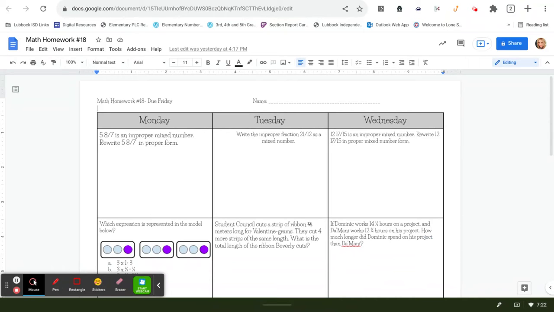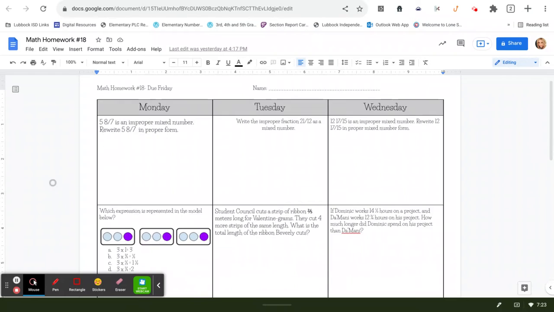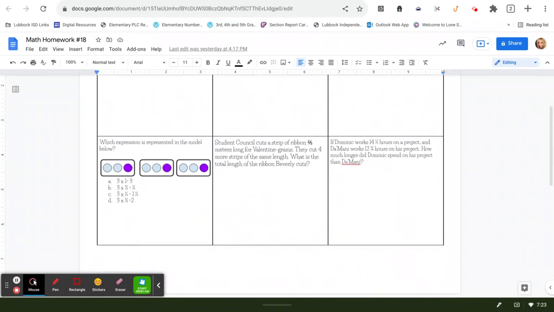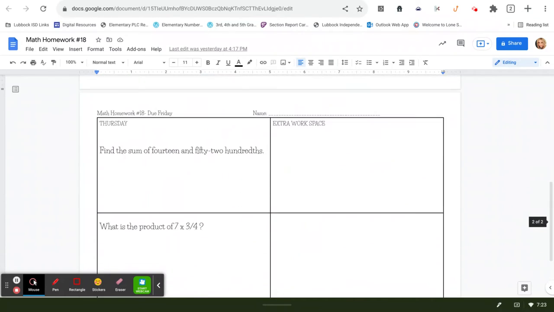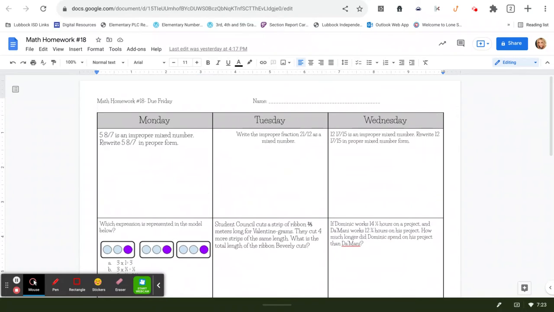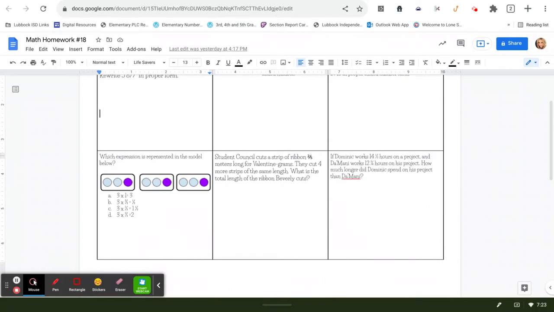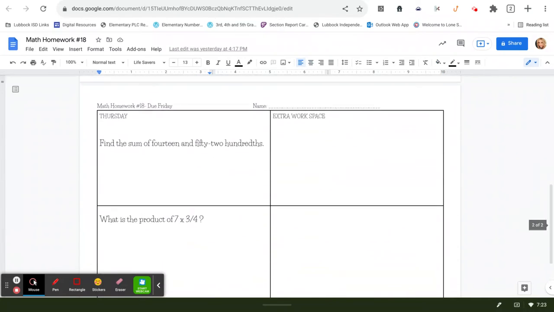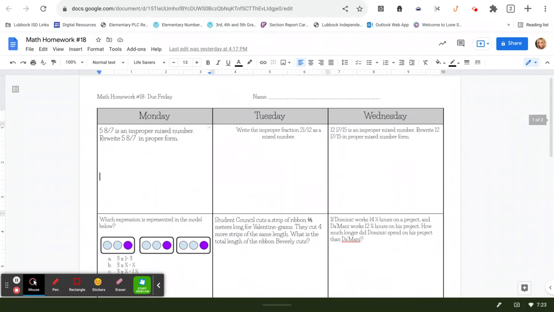There are only 2 problems per day this week because I was having issues with the table. You can even see where it says Thursday, it doesn't look like how it usually does, like up here where Monday, Tuesday, and Wednesday are having some issues, but that's okay. I feel like this will be good practice.